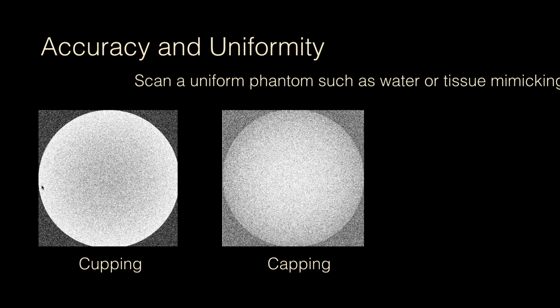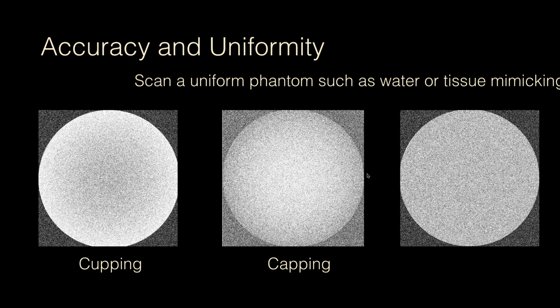The inverse of this is called capping, in which case the center has higher values than the outside. So we're imaging the same uniform water phantom, and if you had values that were lower and then went higher down to lower, you can see that would look something like a cap if you were to plot a profile across, for instance, the center region. And then if you had uniform attenuation, you would get a nice flat profile if you were to plot a profile across this phantom.